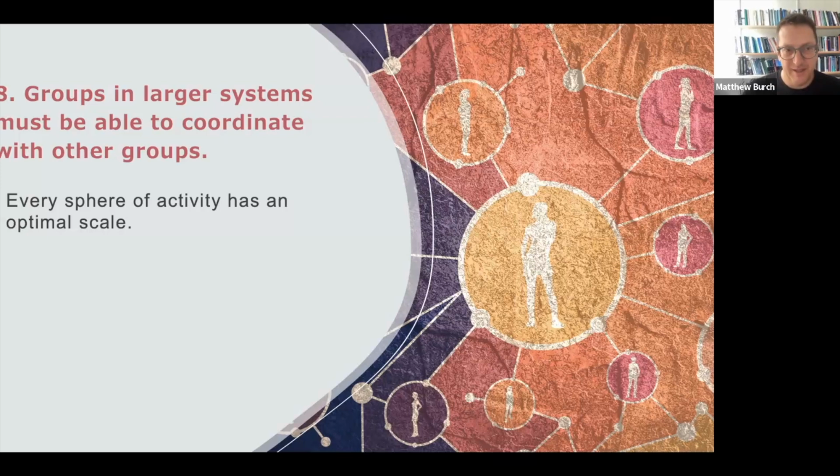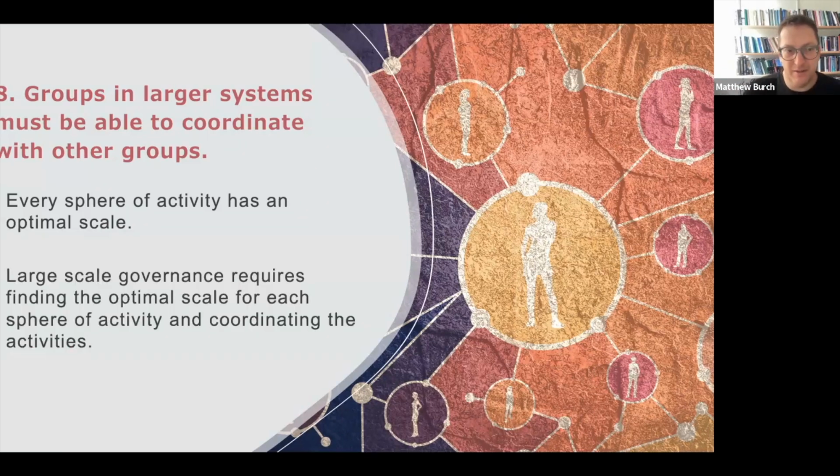The idea here is that every sphere of activity will have an optimal scale, which means that there's a certain number of people that it's appropriate to have in a particular area managing a common pool resource of a particular size. And when that area gets too big, you'll need to have multiple groups managing it. That kind of large-scale governance requires finding the optimal scale for each sphere of activity so that people can coordinate their activities within the different groups.